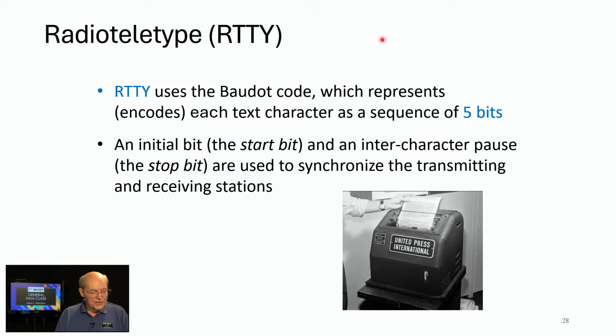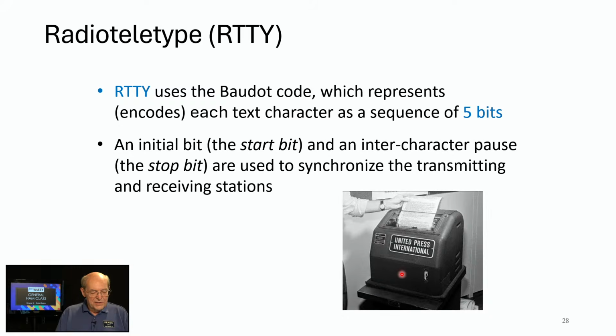So here's RTTY again. This uses what's called the Baudot code. It encodes each text character as a sequence of 5 bits. You'll see that I've got 5 bits emphasized in multiple places here. That'll help you with a complicated pool question. RTTY, sequence of 5 bits.